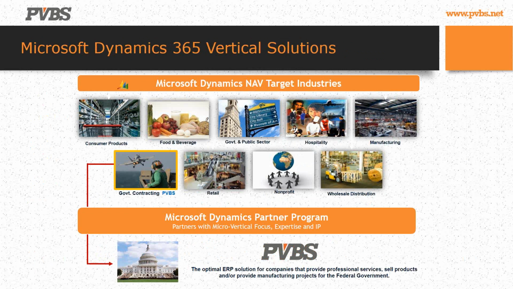Microsoft's model is that they do everything through partners, and they feel like that gives the customer the best of both worlds. You've got the largest software company in the world making amazing cloud and mobile applications. Then you've got partners that focus on vertical industries. So these are some of the vertical industries that Microsoft has partners targeting, and PBS is specifically focused on the government contracting vertical.